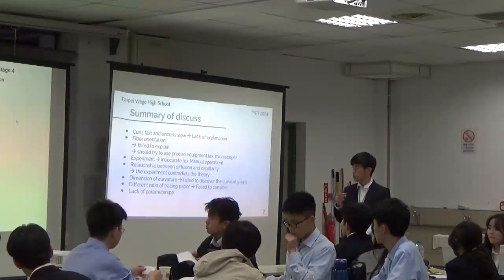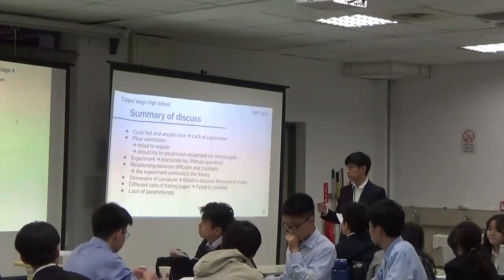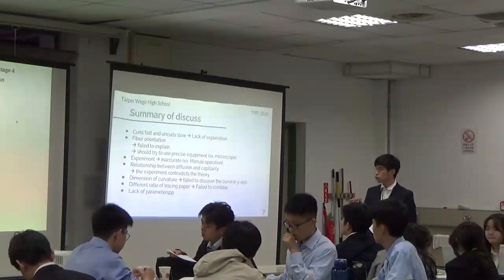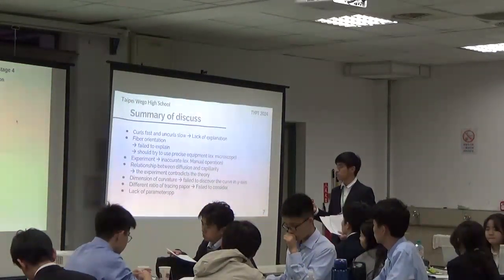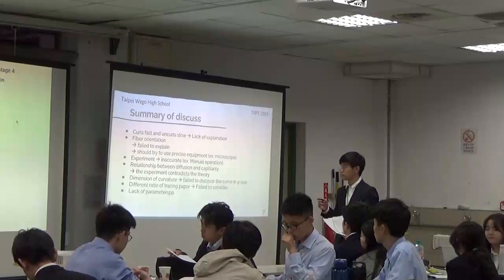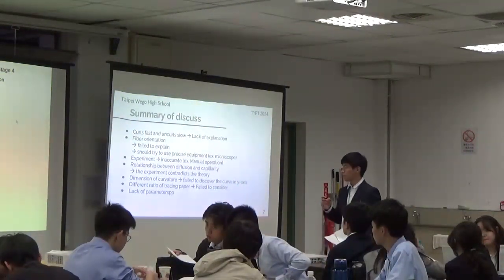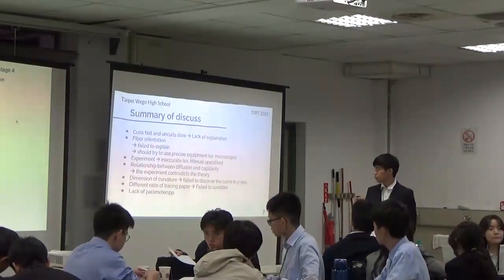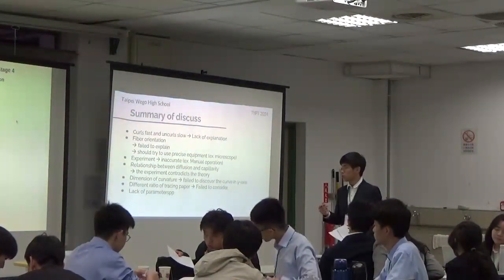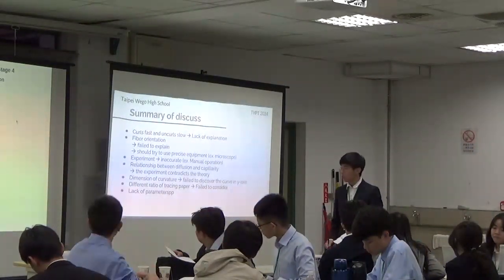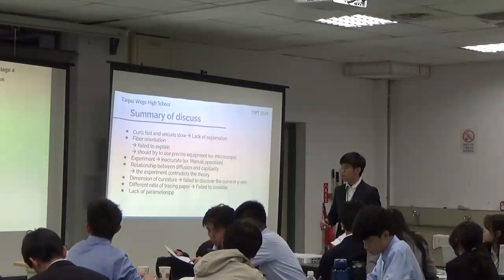Also, for the experiment, we think it's inaccurate due to manual operation. And regarding the relationship between diffusion and capillarity, the experiment actually contradicts the theory. Also, for the dimension of curvature, they failed to discover the curve in the y-axis. Also, they failed to consider the different ratios of the tracing paper. And they lack parameters.